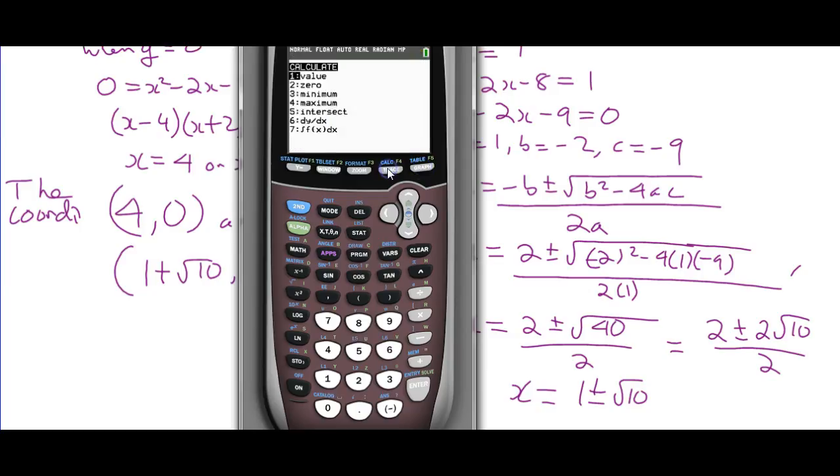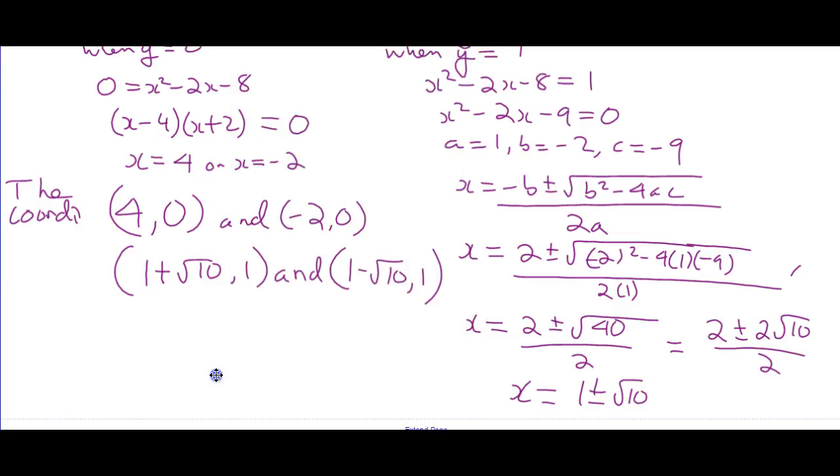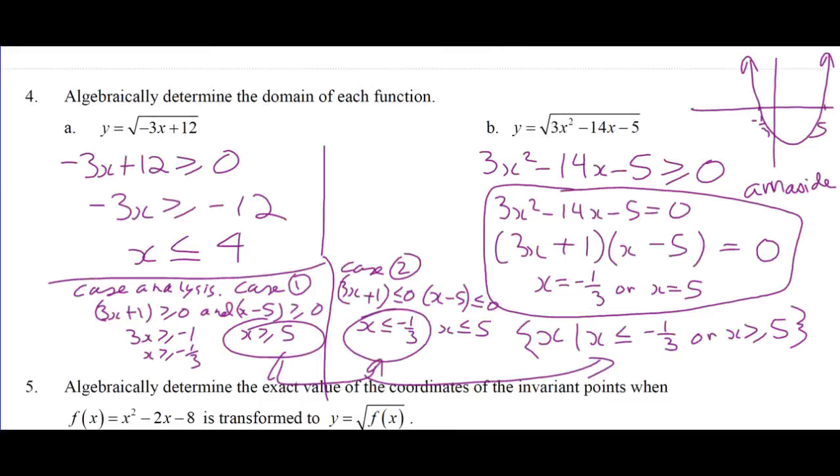Second calc, intersect. 4.16. Quit, and we got 1 plus root 10. It's 4.16. Same one, right? So the only way you're going to do that kind of check is if you have a lot of time at the end. You know, you're finished and you're sitting around and you're saying, I got a lot of time at the end. I can go back and check this stuff.